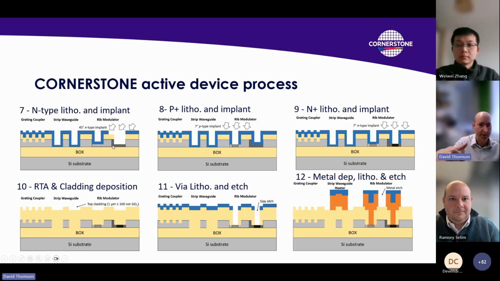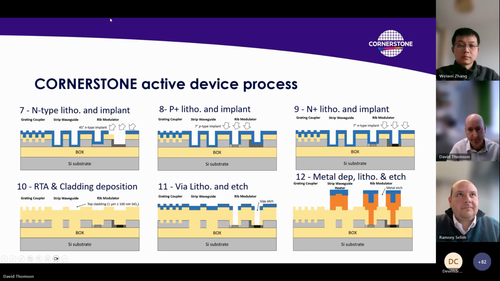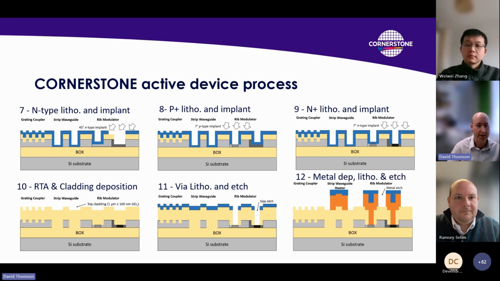And we repeat that angled implant at 60-degree rotations around the wafer to ensure no matter what orientation your waveguide is on the chip, you can configure a modulator that will operate uniformly. So after the implantation steps, we then need to electrically activate the dopants. So we do that by rapid thermal annealing. So we basically heat the wafer up to around about 1000 degrees for a few seconds. And then after that, we can deposit our silicon dioxide top cladding.